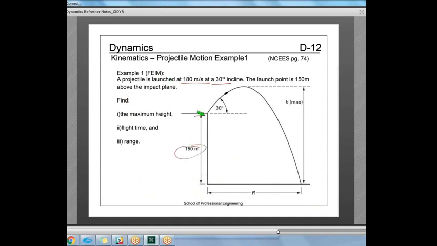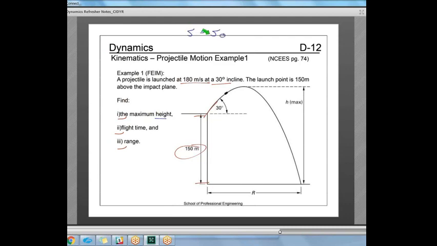A projectile is launched at 180 meters per second at a 30-degree incline. The launch point is 150 meters above impact. So now we look at our figure, and sure enough, we see a 150-meter difference in elevation and our 30-degree launch angle. They're going to ask us for the maximum height, the flight time, and the range. So how do we do all that?